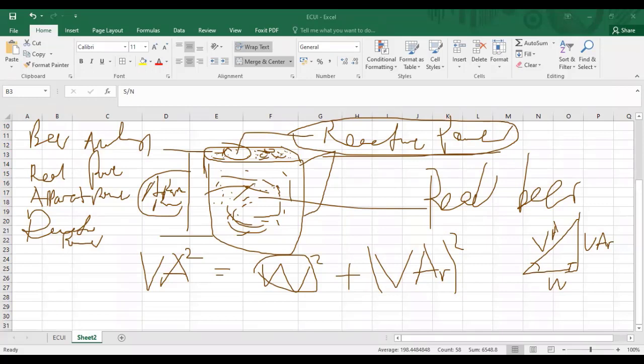Hello? If the foamy part of the beer, that's the reactive power, if it's useful. No, I don't think it's useful. Okay. Because of what?